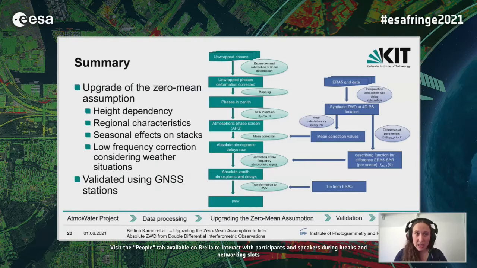So in summary, I used a method to upgrade the zero mean assumption, which has a height dependency correction in it and considers regional characteristics and seasonal effects on the stack. We do a low frequency correction, considering also weather phenomena which are produced at these time steps, and we did a validation using the GNSS stations. Thank you for your attention.